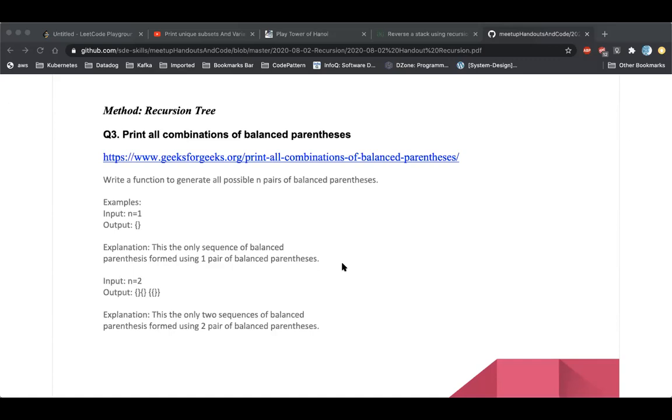I think we discussed this problem sometime back. We take two variables, open and close, which you either initialize with 0 or initialize with n. You keep on adding the opening bracket first in the if condition, and as soon as you hit your n, in the next if condition you start adding a closing bracket, and that's how the process goes.